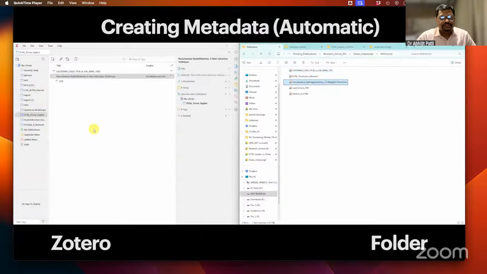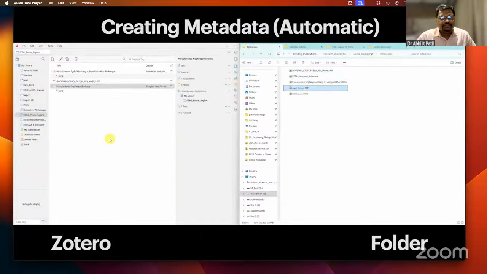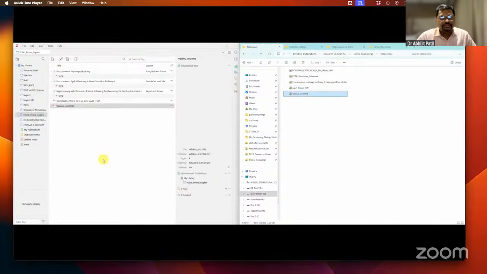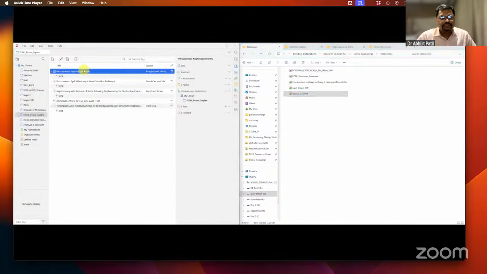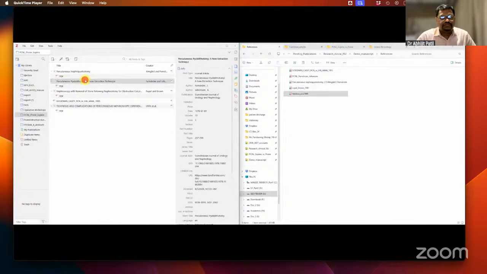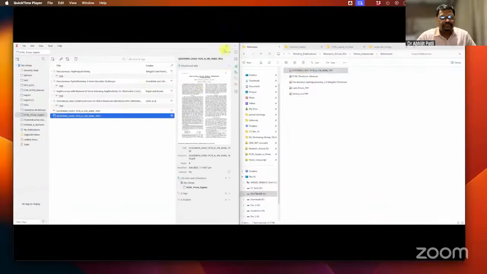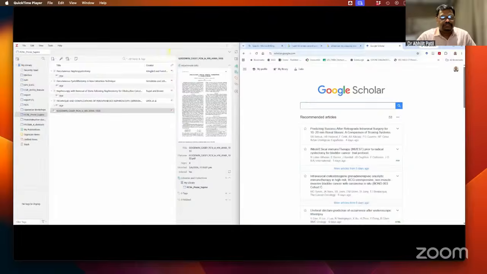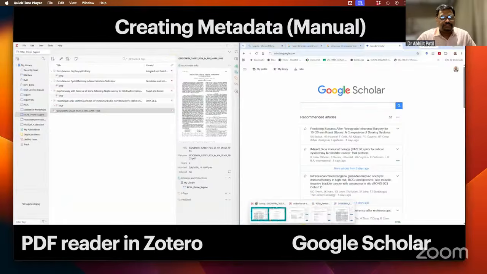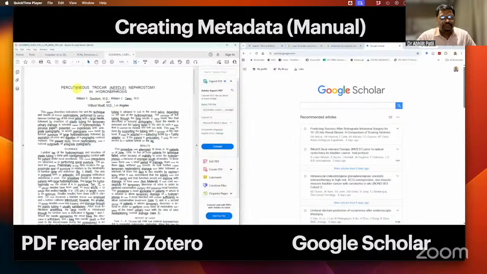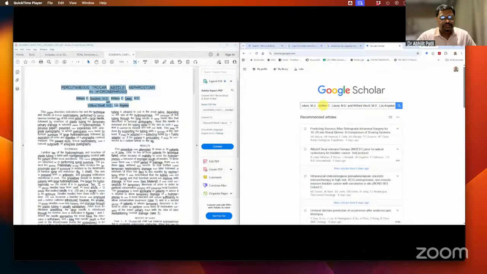Zotero is creating metadata entries for all the references, but for one reference the metadata entry was not created. To add this item to Zotero, we are copying the title to Google Scholar, and there we will be creating the entry with BibTeX.